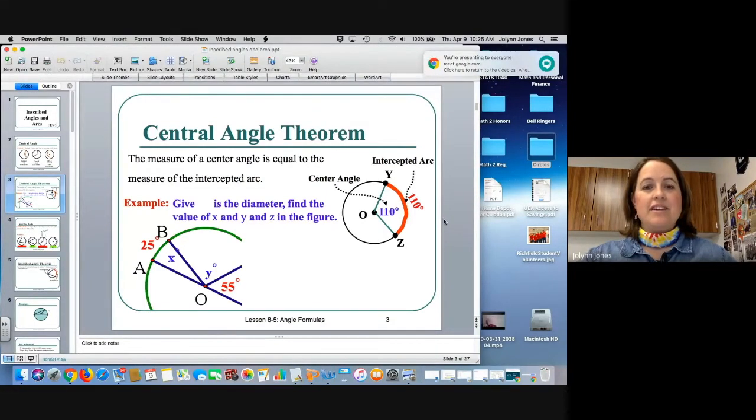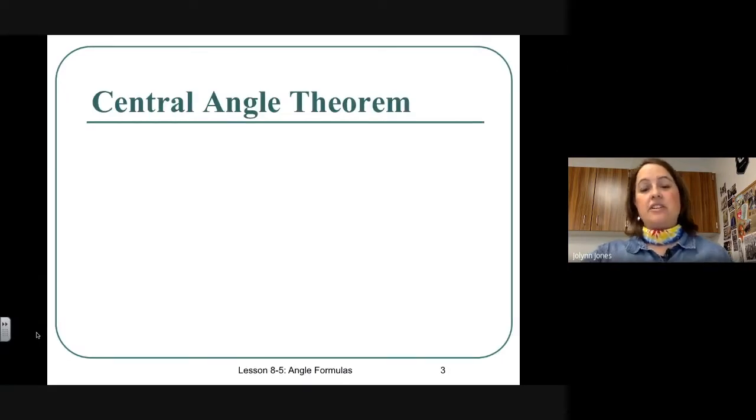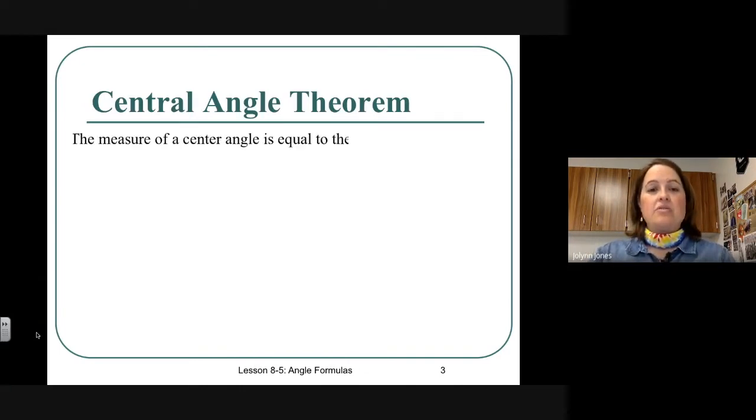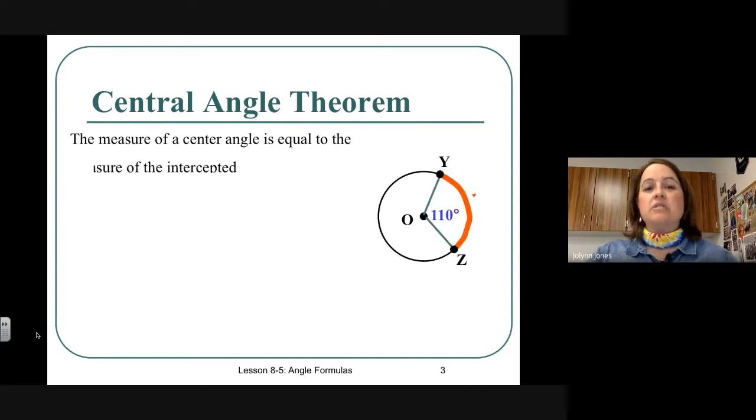All right, so now we're going to talk about the central angle and the central angle theorem. We've just talked about the central angle, and so now it's time to move on to what that theorem looks like. Okay. So the measure of a central angle is equal to the measure of the intercepted arc. Note that the intercepted arc is the arc length, or the distance on the circumference, from Y to Z. So that's what they're talking about when they say the intercepted arc.